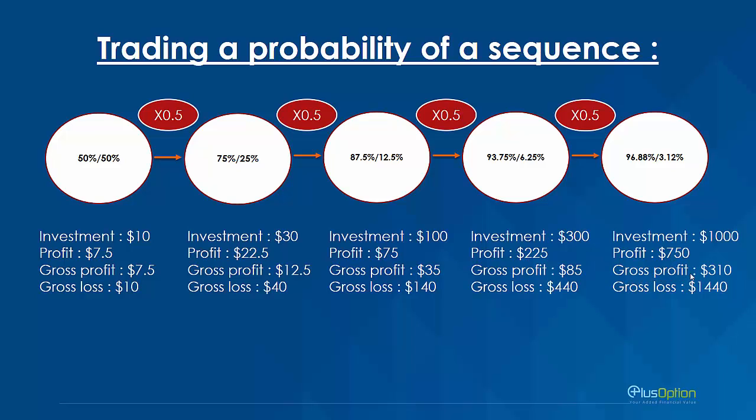The gross profit is $310, because we're taking $750 minus $300 and $100 and $30 and $10, which we lost during this entire process. And again, if I'm losing this trade, it's a gross loss of $1,440, and I can move higher to the next trade to make additional profits on the account.